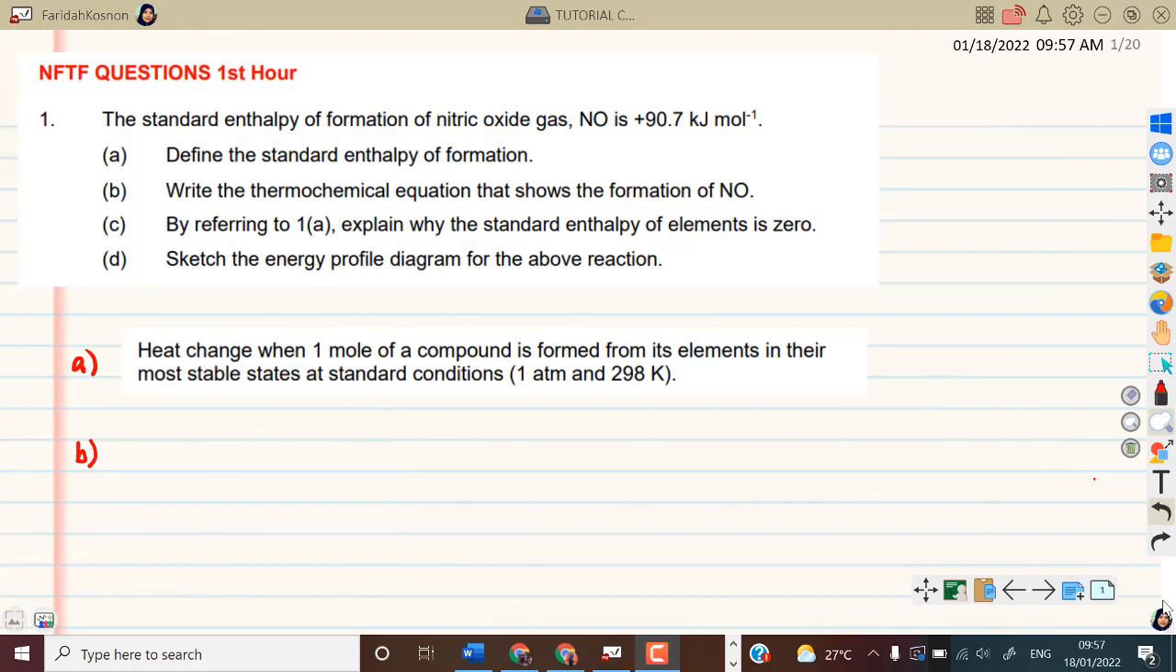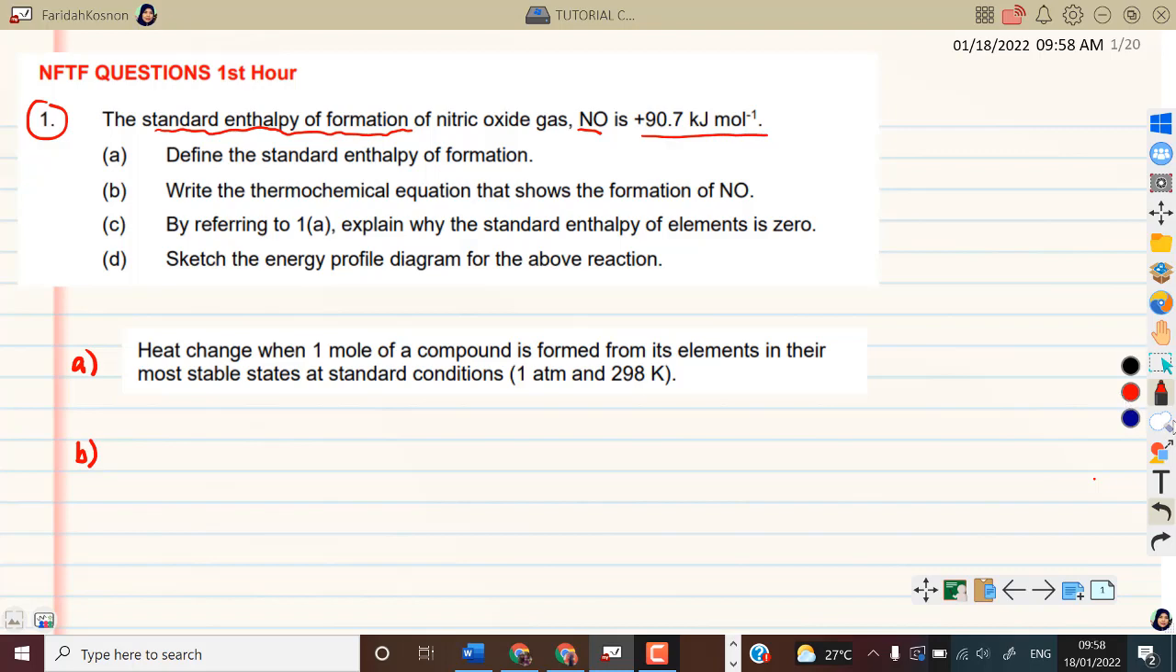The first question in the non-face-to-face materials: the standard enthalpy of formation of nitric oxide gas, NO, is positive 90.7 kilojoule per mole. This is the important information given to you, the standard enthalpy of formation of nitric oxide, and this is the value.